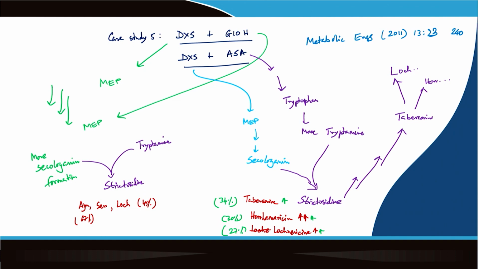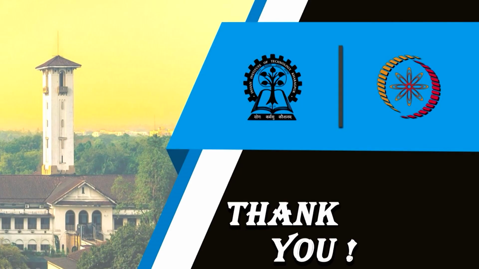So, these are all the case studies which I have discussed in this class, and all showed a positive impact on the levels of indole alkaloid accumulation in Catharanthus roseus. So, this is the take home message, and with this I end this class. Thank you.